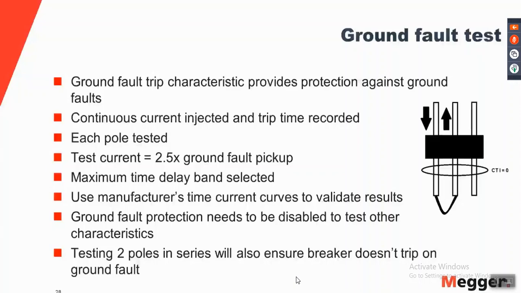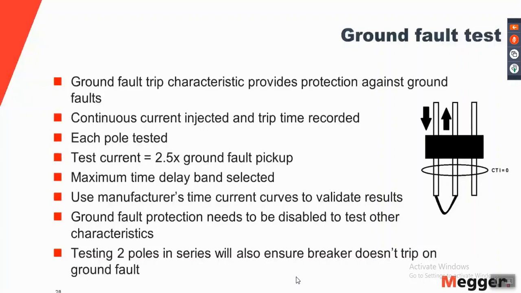If you don't have the ability to disable the ground fault protection on the trip unit, you can run the other tests by connecting the 2 poles in series as shown in the figure. So when you connect it in this manner, the currents that flow through the 2 adjacent poles are in opposing directions, and the resultant current measured by the ground fault CT is 0. So the breaker doesn't trip on ground fault.